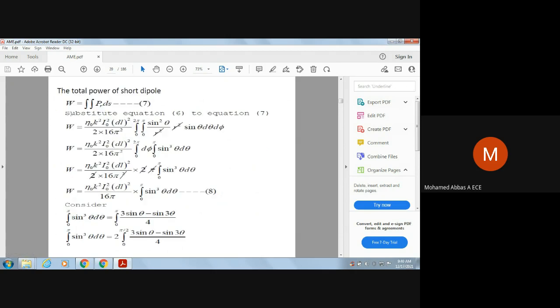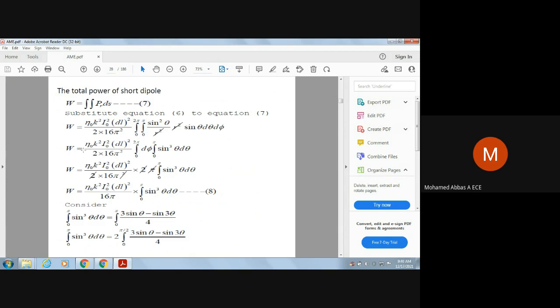Now we can find the total power of the short dipole by taking the double integral of the Poynting vector in the radial direction. So W is equal to double integral over P_r into dS. Already we have calculated P_r, so the equation reduces in this manner. You can see we have a double integral, one over the limit 0 to 2 pi and the other 0 to pi.